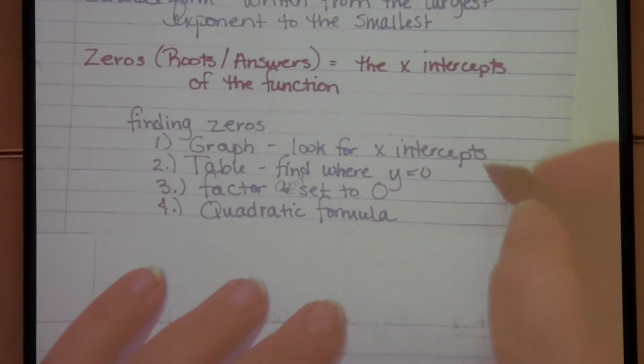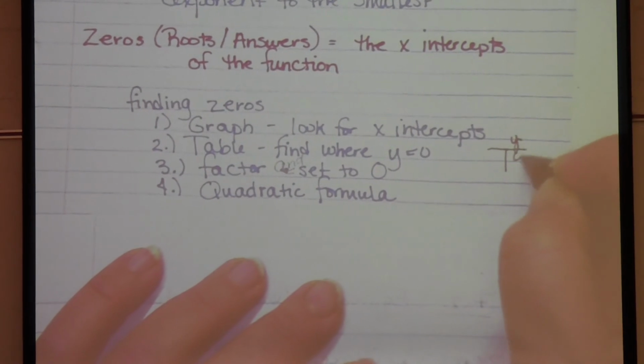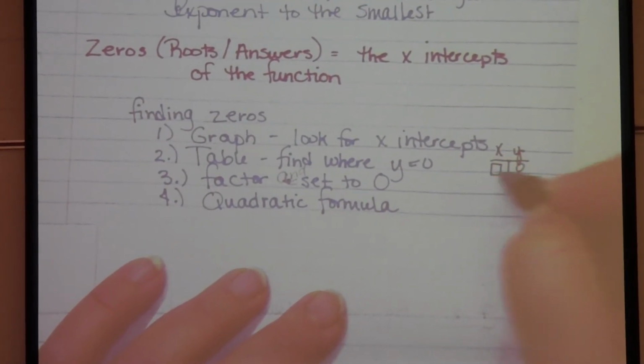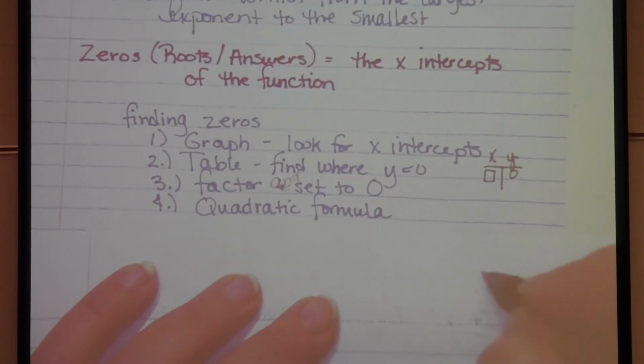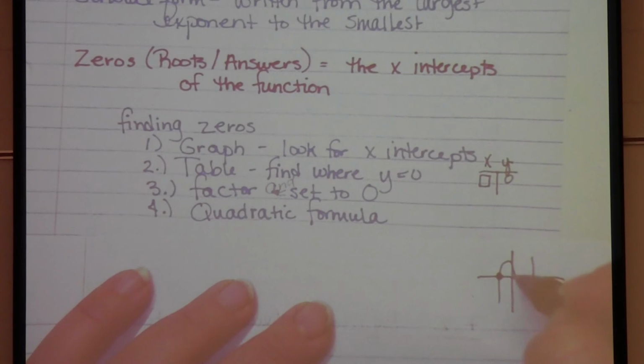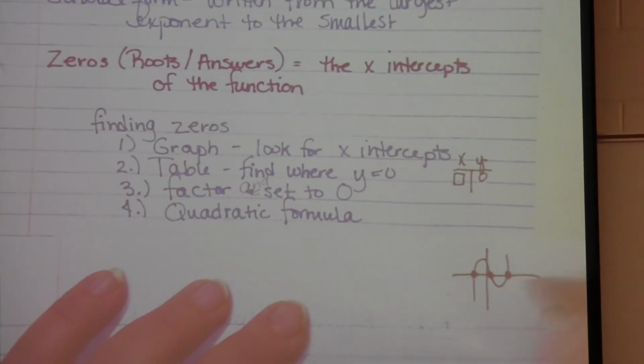On our table, we're looking for the places where y equals 0. So what is the x value when y equals 0? Because think about our graph. If it looked like that, it's here. Where y equals 0, what is x?